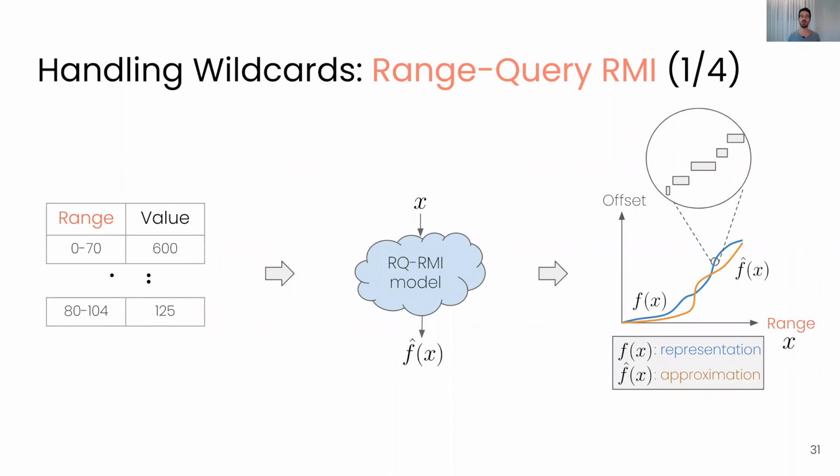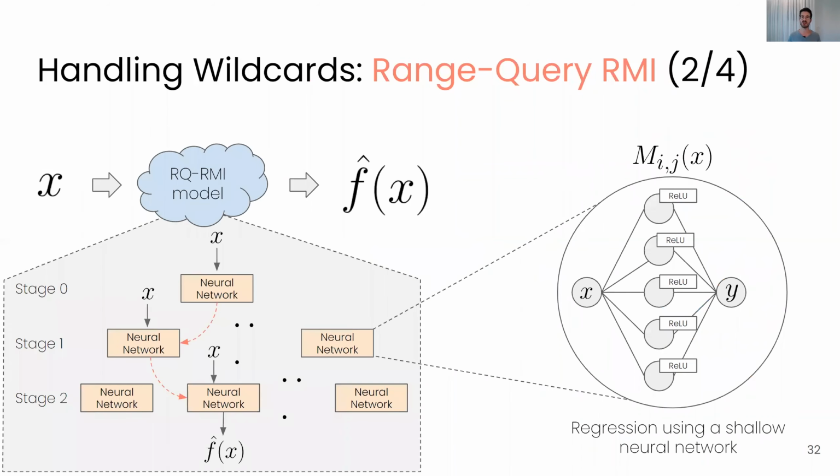RQRMI models are similar to RMI models in their structure and their purpose. They handle range value pairs by approximating a function representation of the ranges and their position within a table. Similar to RMI, RQRMI contains submodels in a staged fashion. However, in our case, all submodels are shallow neural networks with a single hidden layer and ReLU activation functions. All networks solve the same regression problem. Given an input x, they try to approximate the matching range that contains x.